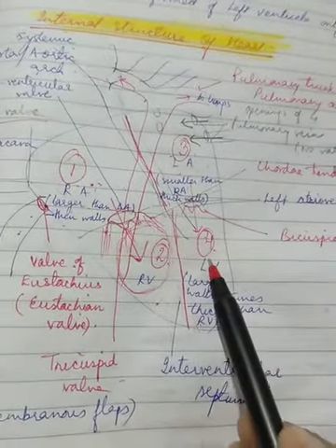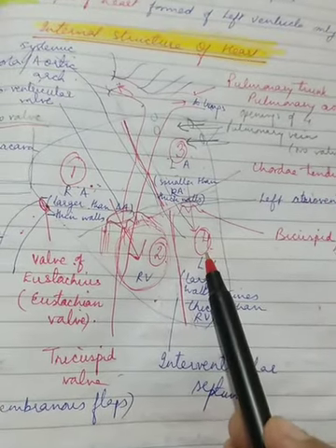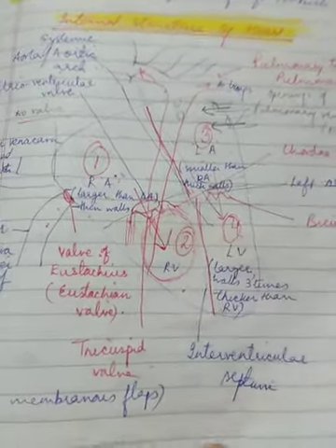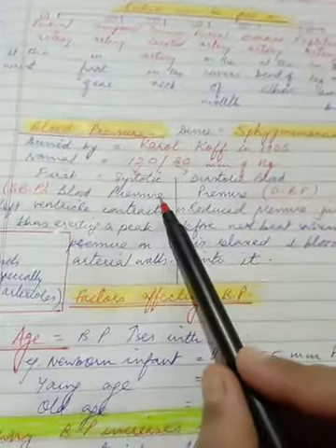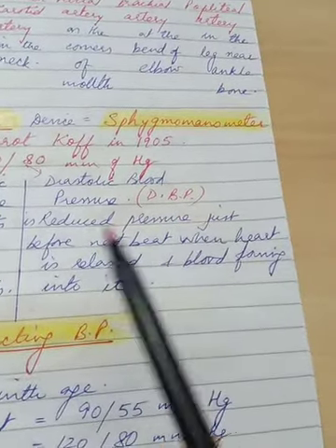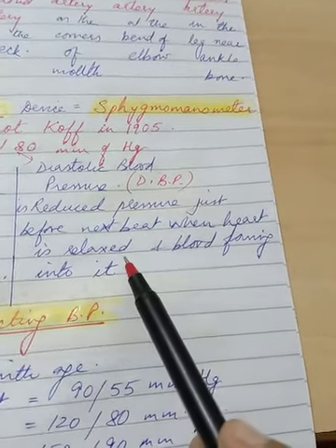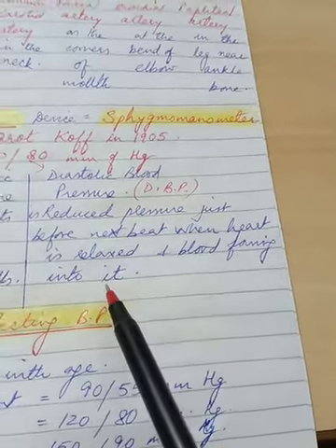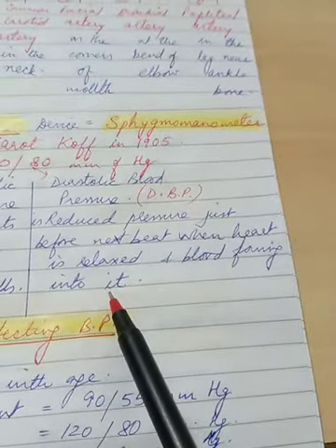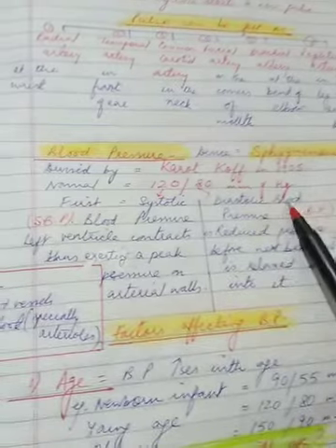and the greatest jerk is given to the blood, because it has to cover the longest distance in the body to every part, right? So this is the pressure that we are talking about, 120 mm. Whereas diastolic pressure or the DBP is the reduced pressure just before the next beat, when the heart is relaxed and blood is flowing into it, right? So this is the lesser limit, and that we call the 80 mm of mercury.